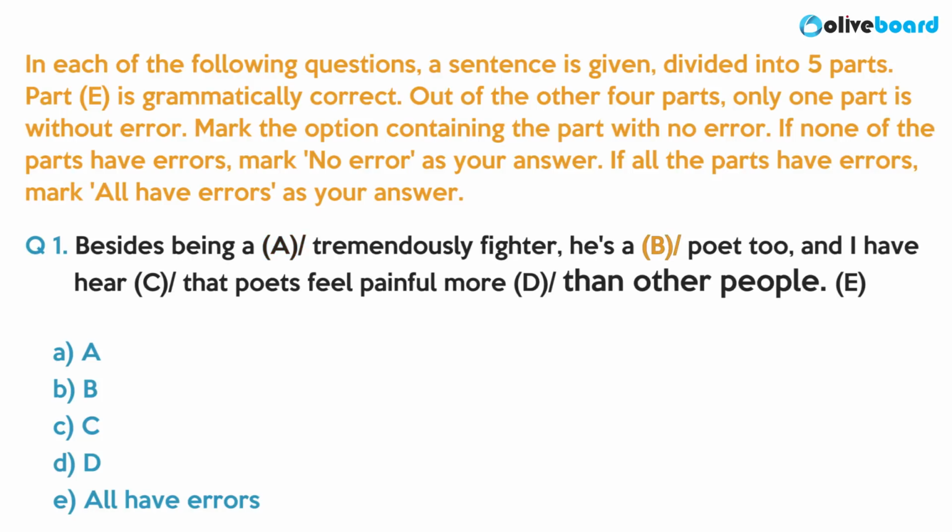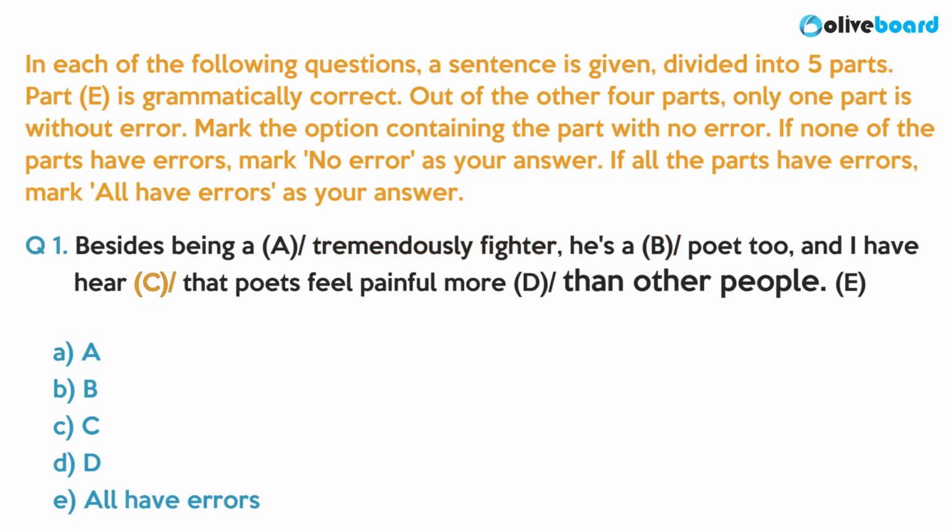In part B, the adjective tremendous should be used in place of the adverb tremendously. This is because it is being used to modify the noun fighter. And we know, noun और pronoun को modify करने के लिए हम adjective use करते हैं. Verb, adverb और adjective को modify करने के लिए हम adverbs use करते हैं. Hence, we should use the adjective tremendous here.